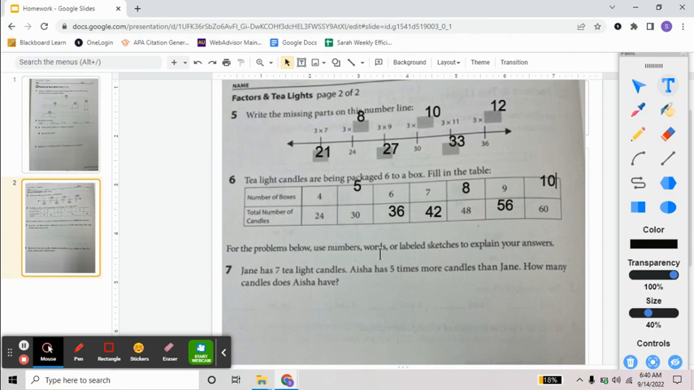For the problem below, use numbers, words, or labeled sketches to explain your answer. June has 7 tea light candles. Aisha has 5 times more candles than June. How many candles does Aisha have? So what we would do here, if June has 7 tea light candles and Aisha has 5 times that, we are going to do 7 times 5, which equals 35.